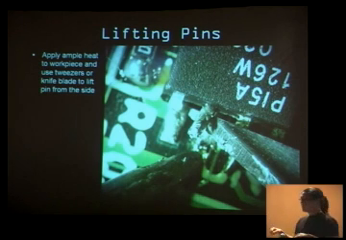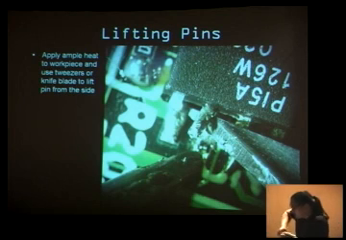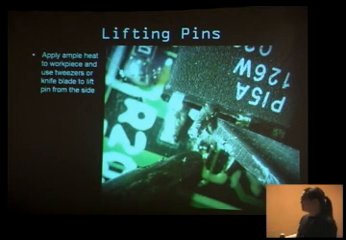You've got to make sure that when you're prying up, you're not using it like a crowbar like this, but you're actually using a rolling motion, so the pin is rolled up. If you use a crowbar motion, it just torques the pin around the package.